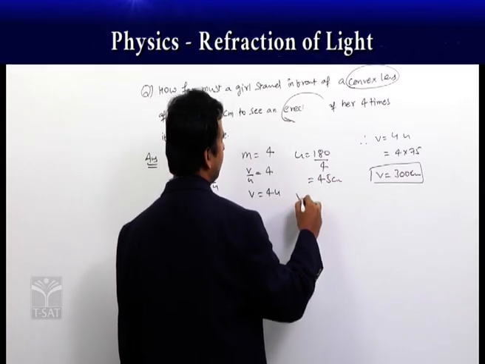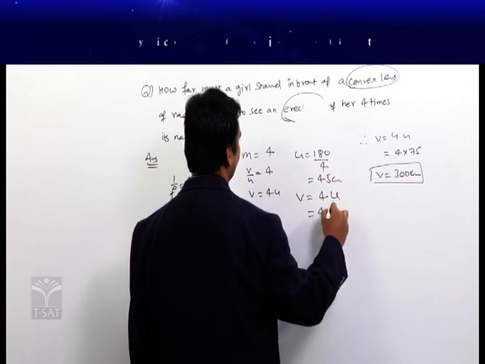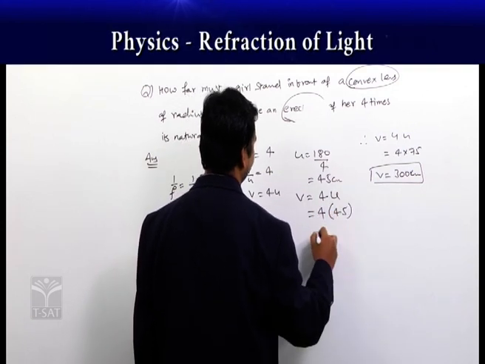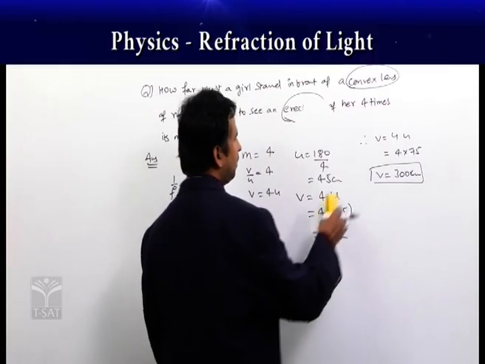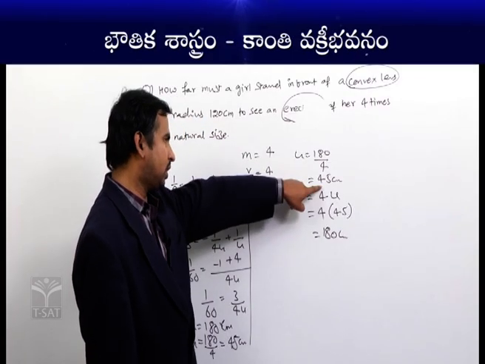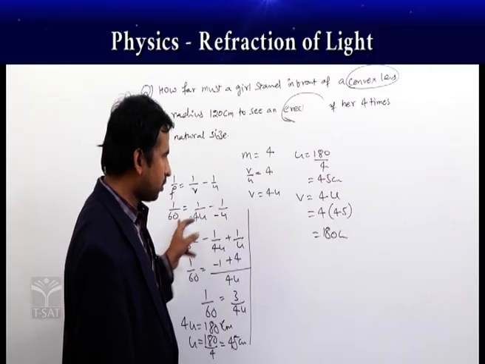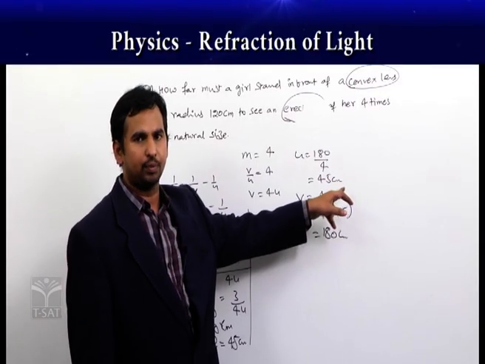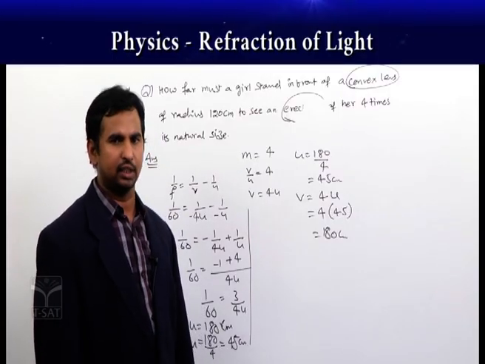Then from this, the image distance becomes v is equal to 4 times u, that is 4 times 45, which is 180 centimeters. If you observe in this case, the object distance we got is 45 centimeters, while the focal length is 60 centimeters. The focal length is 60, but the object distance is 45. So that means the object is placed in between the focus and the optic center.